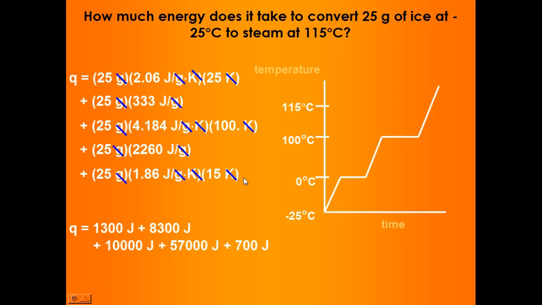At this point I can add them together, and what that tells me is that it requires 77 kilojoules or 77,300 joules of energy to warm ice at 25 grams of it all the way up to steam, going between those two temperatures.